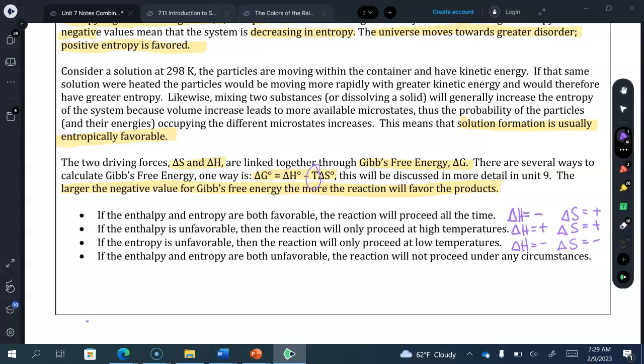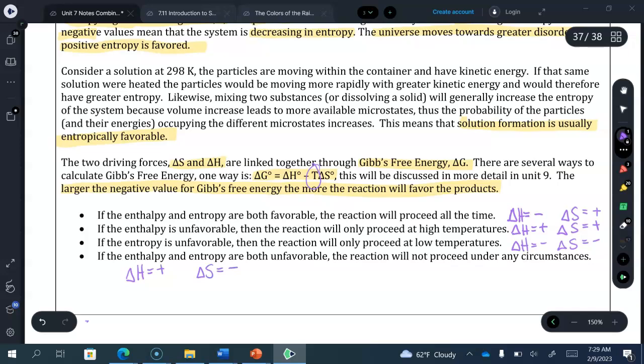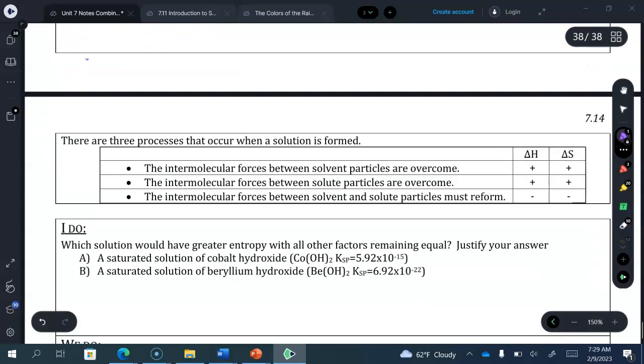If the enthalpy and entropy are both unfavorable, so that means that enthalpy is positive and entropy is negative, the reaction will not proceed under any circumstance.